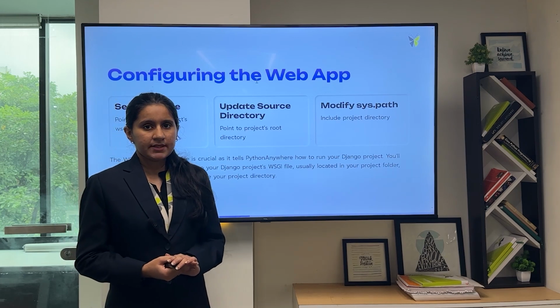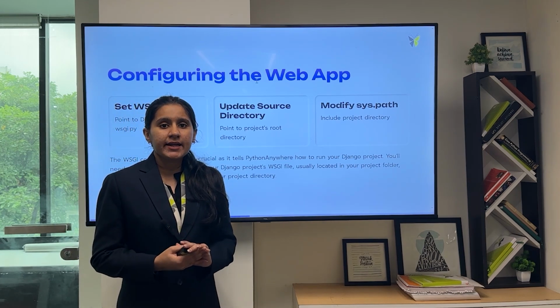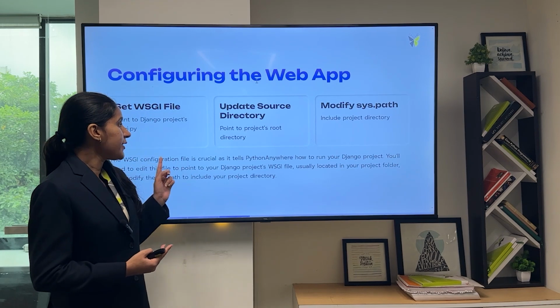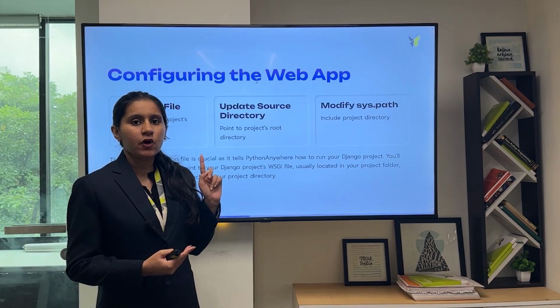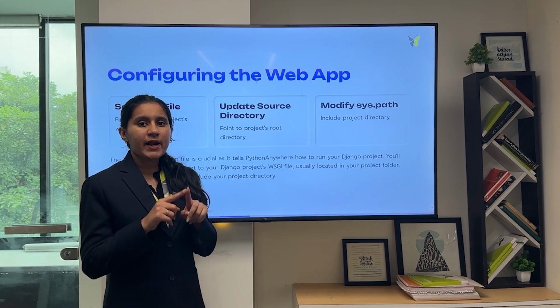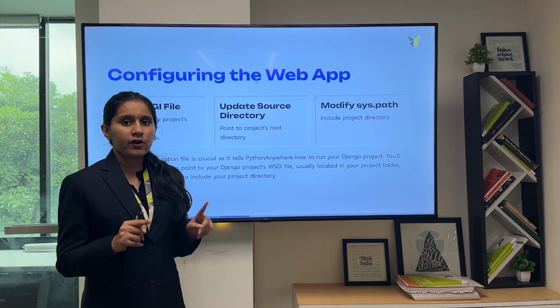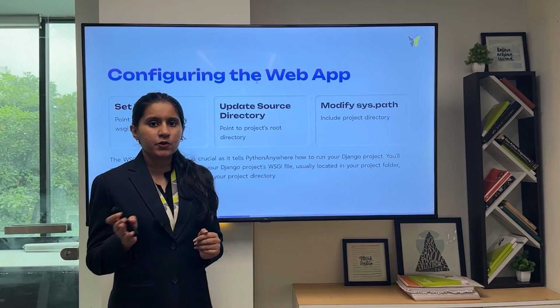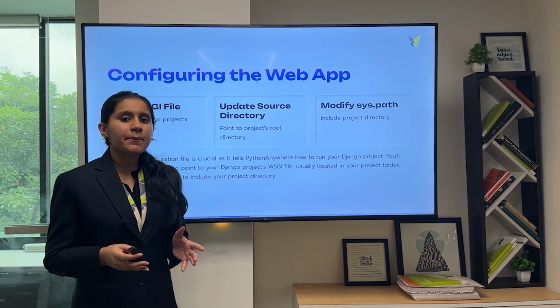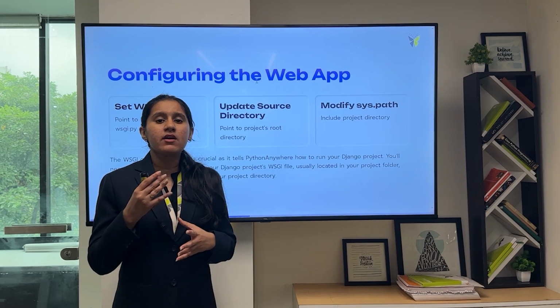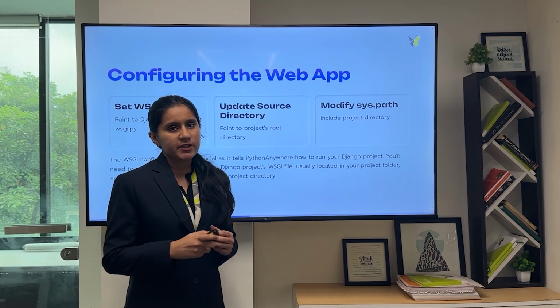Now the next step is how Python Anywhere can understand how to run your Django projects. For that, you need to point to the WSGI file in your Django project. Then you can also update the source directory, providing the path for the source directory of your Django project, and modify the sys.path, which is the system path to your Django project. This step is necessary so that Python Anywhere can run and find your project files.